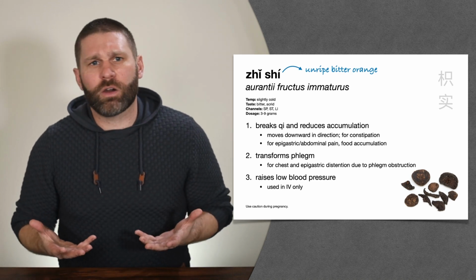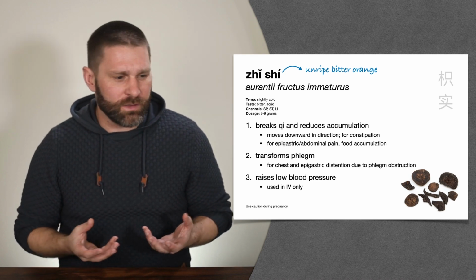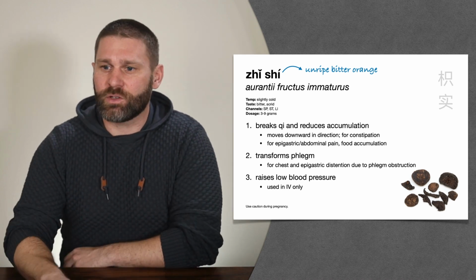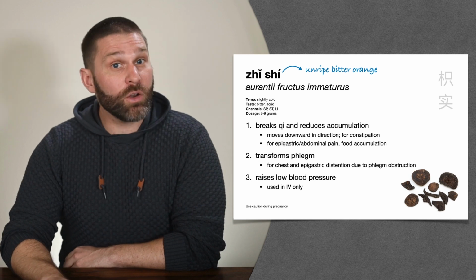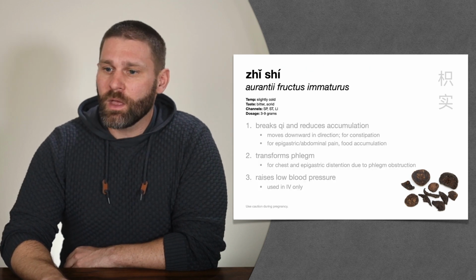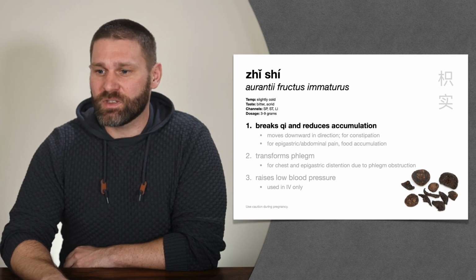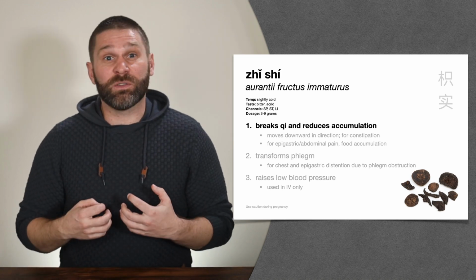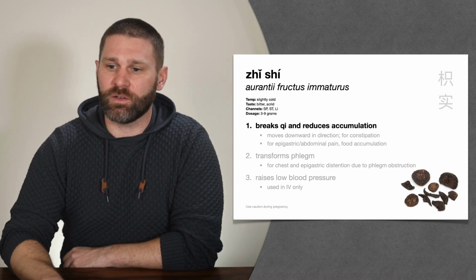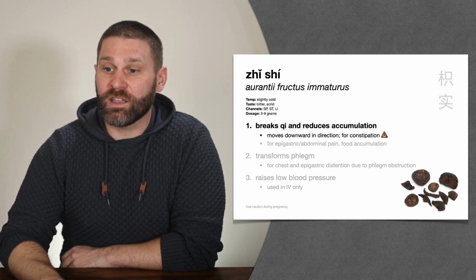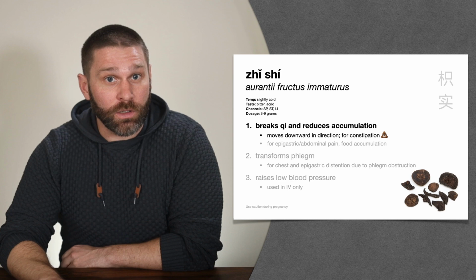So you can see so far we're dealing with a lot of citrusy things like oranges and tangerines. So this is the unripe bitter orange. And this is another one that breaks the qi and reduces accumulation. This moves qi, but it's very strong in its action of moving qi. And we specifically say this one moves the qi downward in direction.